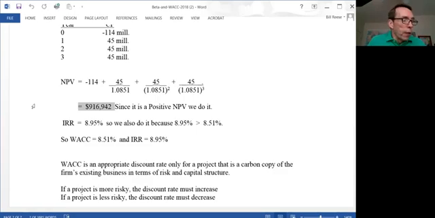So hopefully this is giving you a good idea of what we're going to do in a typical situation where you have free cash flow, where the cash flow goes to both the stockholders and the bondholders, and for a project that has the same level of risk as the company, we're going to use the weighted average cost of capital as the discount rate to discount those cash flows there.